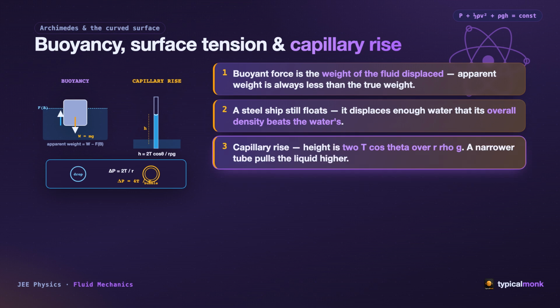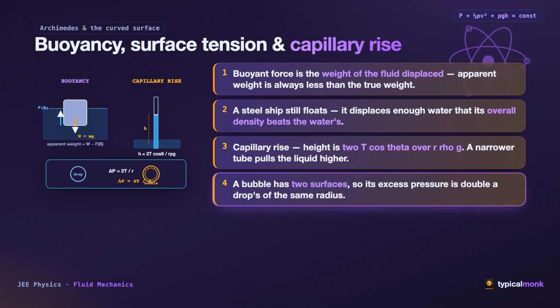Now capillary rise. A thin tube dipped in a liquid pulls that liquid up to a height of 2T cos theta over r rho g. Make the tube narrower and the liquid climbs higher still. And one sharp G fact: a soap bubble has 2 surfaces facing the air, while a simple drop has only one, so a bubble's excess pressure is exactly double a drop's of the same radius.